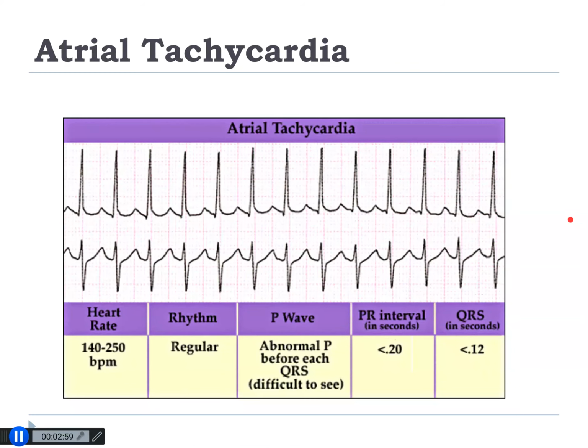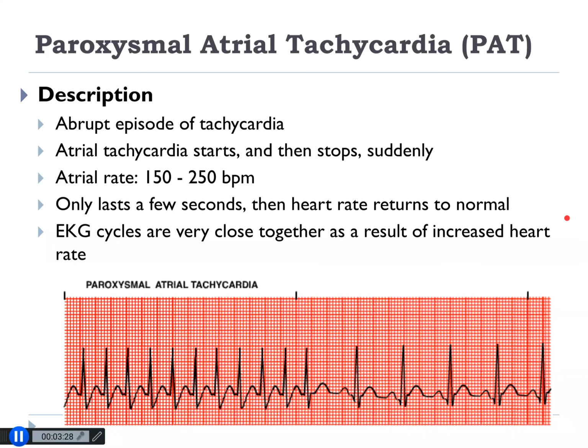Atrial tachycardia. Heart rate is 140 to 250, so higher than our sinus tach. Rhythm is still regular, and the P wave is usually very difficult to see because it's hidden in the QRS. So the PR interval is quite short, less than 0.2 seconds, and the QRS is going to be less than 0.12 seconds. So PAT is what we call paroxysmal atrial tachycardia.